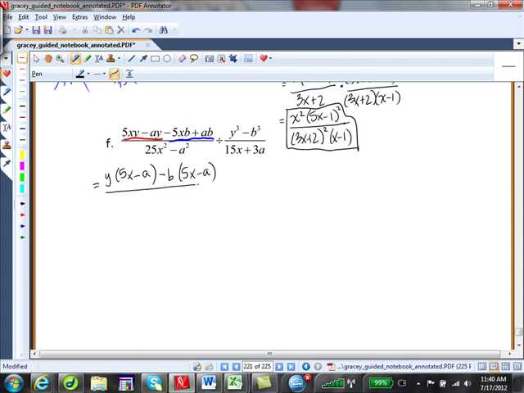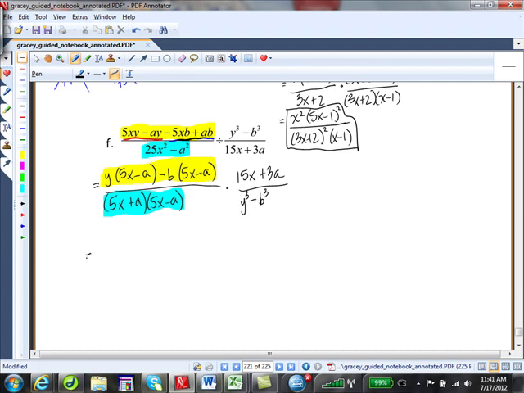Over, difference of squares here. So I'll have a 5x plus a times a 5x minus a. So far, here's the yellow. Here is the blue, right? And then I need to invert and multiply. So I'm going to go ahead and factor out, well, I'll just invert and multiply. So 15x plus 3a over y cubed minus b cubed.